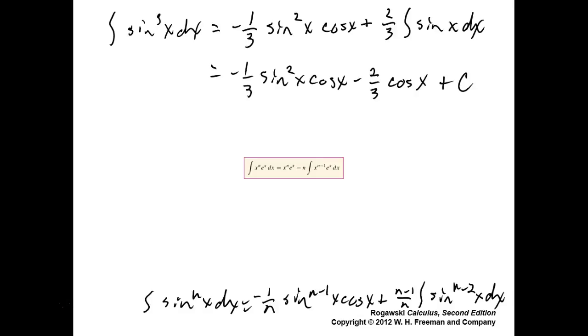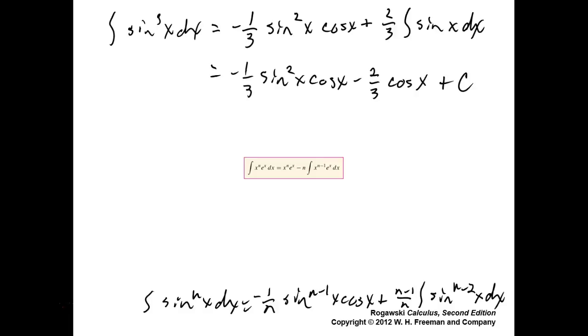So, that's what they got here. Let's see what they got. They got negative 1/3 sine squared x cosine x minus 2/3 cosine x plus c. You weren't just reading that, were you? No, you wouldn't do that. All right, yes, you were doing it on the board. Excellent. Good answer. All right.